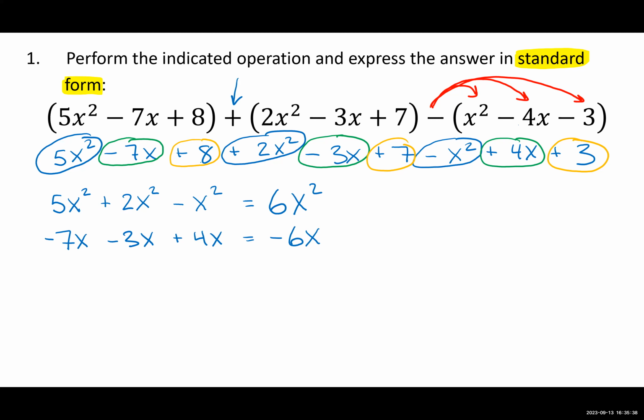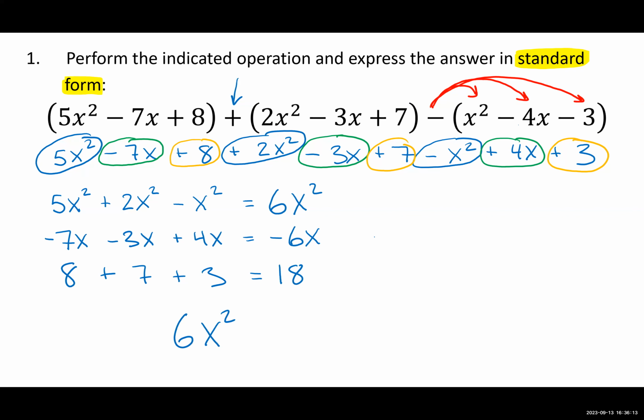And then if we look at the numbers that I've circled in orange, we have plus 8, plus 7, and plus 3. All right, 8 and 7 is 15, plus 3 is 18. So that's a positive 18. And so our final answer in standard form will be 6x squared.